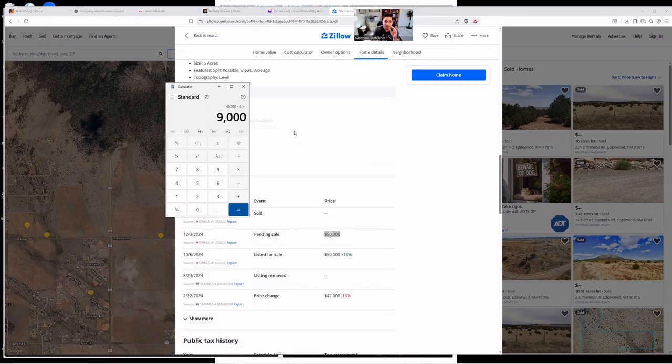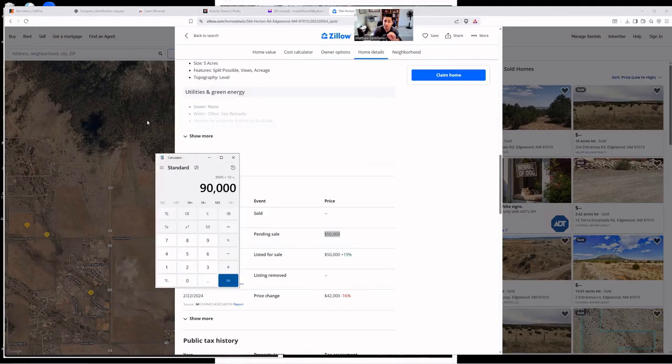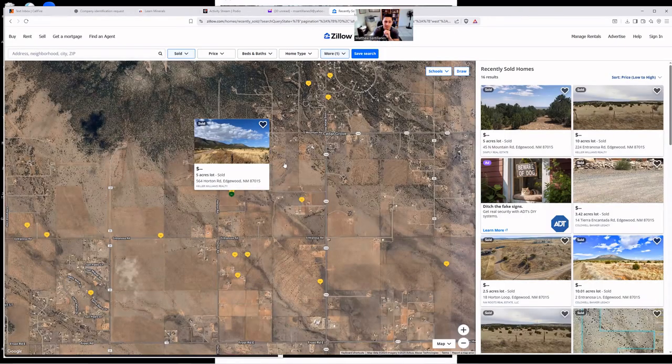5 acres compared to 10 acres is relatively close, so I might say that is an equal comparison. Our property is 10 acres, which means that based on this comp alone it could be worth about 90,000. So we don't want to just use one comp. This comp's telling us 90,000. Okay, let's keep that in mind.